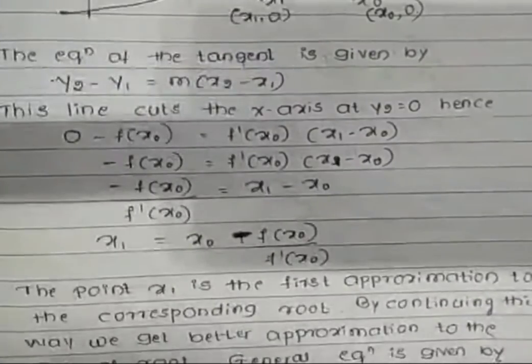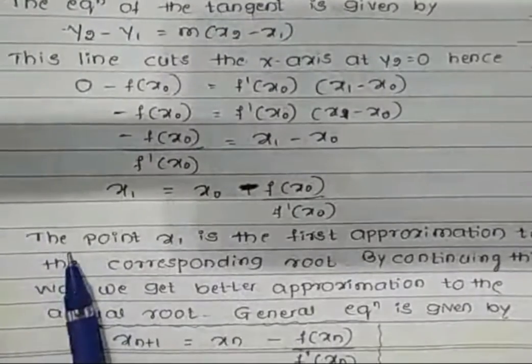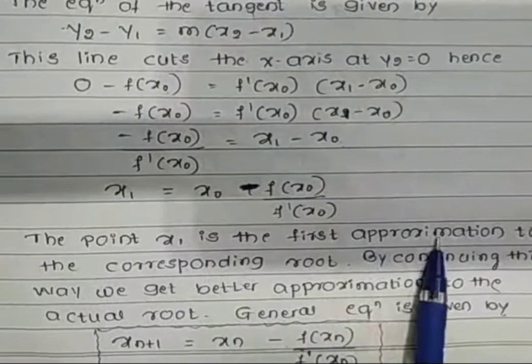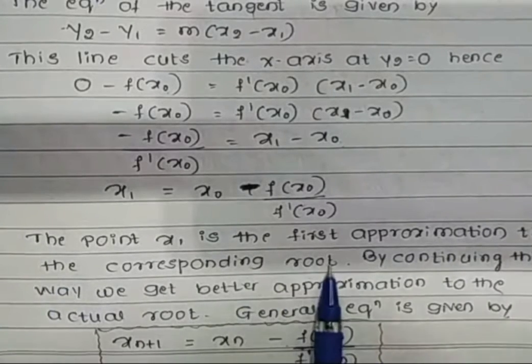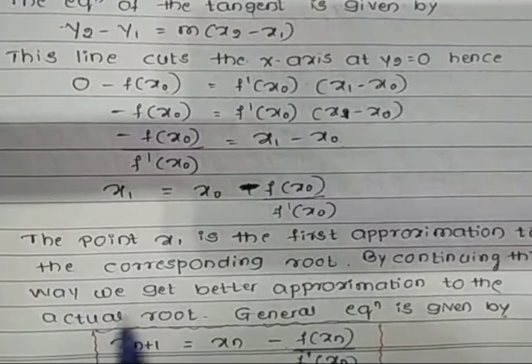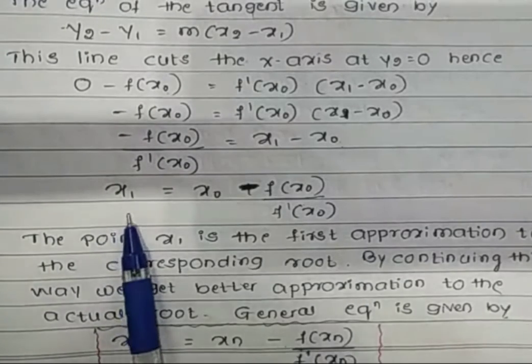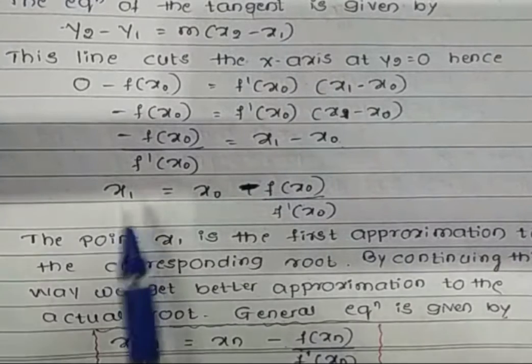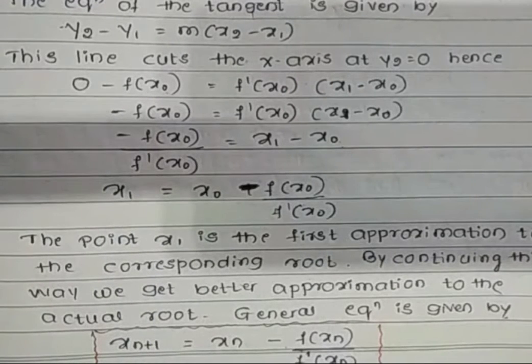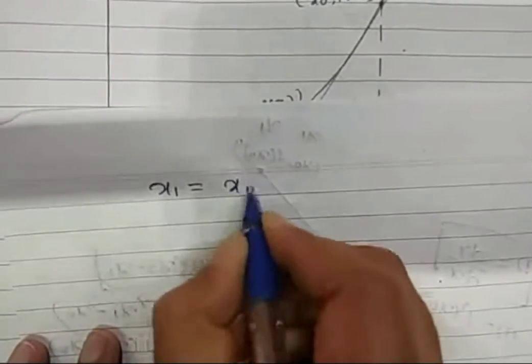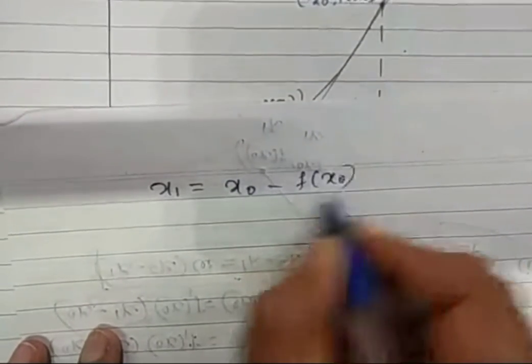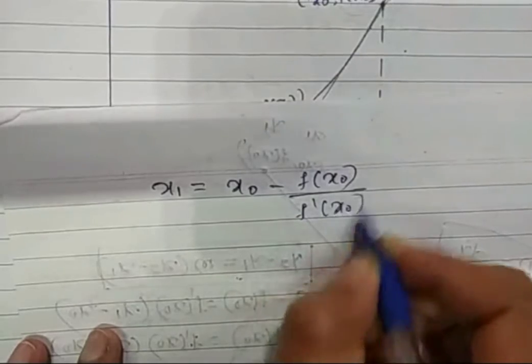Then next, here the point x1 is the first approximation to the corresponding root. By continuing this process, we get better approximations. Means after the first approximation, go for the second approximation. Now, how can we write the second approximation here? The first approximation, what we have got as the formula, is x1 is equal to x naught minus f of x naught divided by f dash of x naught.